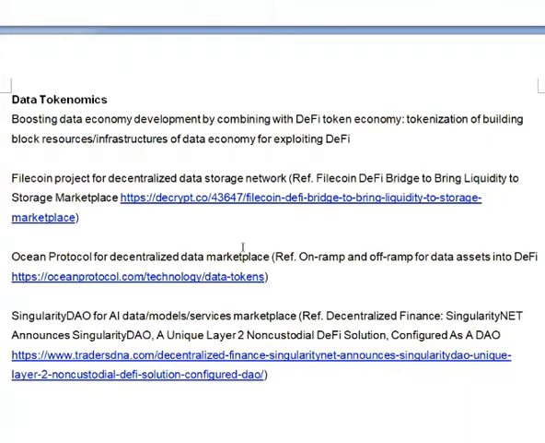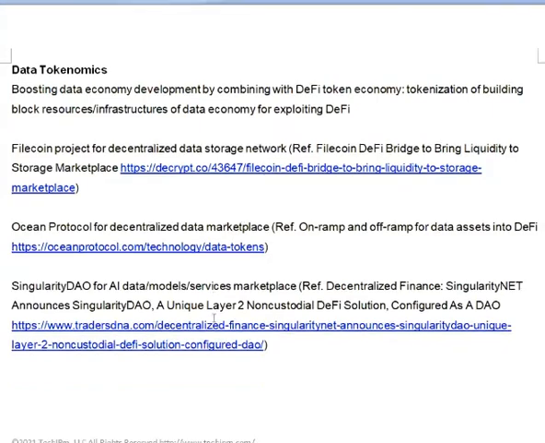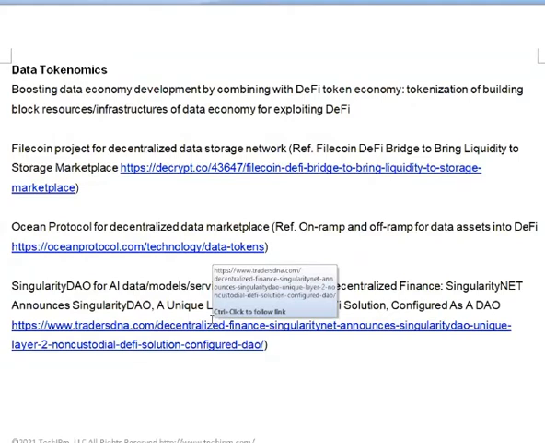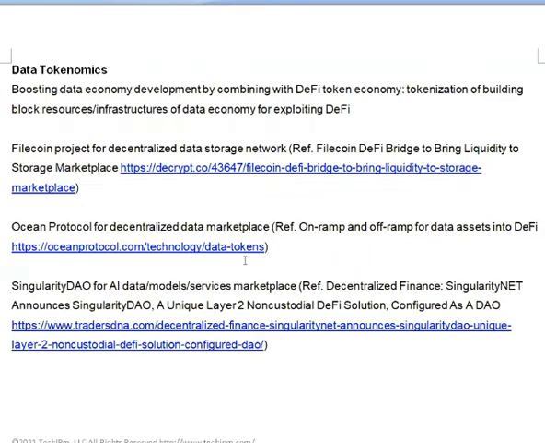And another project is Ocean Protocol. This is a decentralized data marketplace. It is already up and running. And then SingularityDAO. If you are in the AI space, this is a very famous company in AI. You may have heard about the AI humanoid robot, Sophia. They are very famous, like a human-like woman. And SingularityDAO was working on this AI data model service marketplace using blockchain and also DeFi.